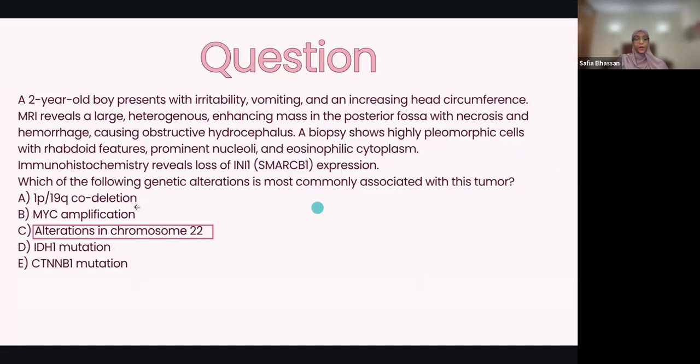So let's just go over the other ones. A is seen in which type of tumor? Oligodendrogliomas. Yes, correct. B? Okay. Yes, B is seen in medulloblastomas. D is seen in astrocytomas. We took it. And then E is also seen in certain types of medulloblastomas, but you guys did not take that one.